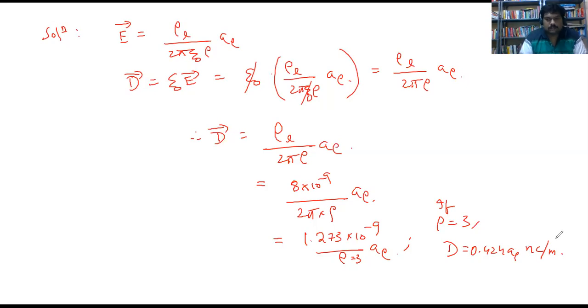Okay. Nanocoulomb per meter square, sorry. Meter square. So if rho equal to 3, you can take any row and you will get the value. So we'll take one more example before we wind up this topic.